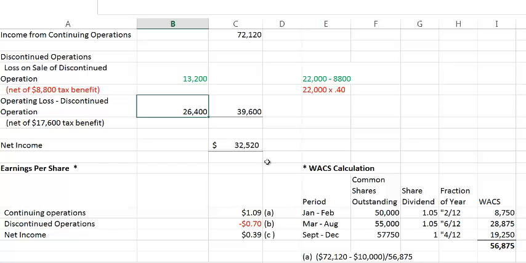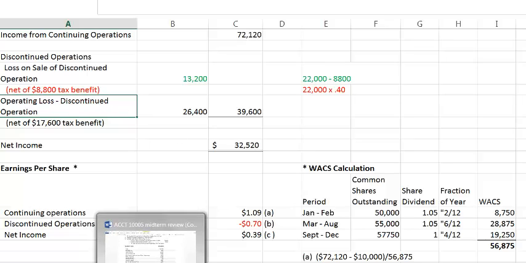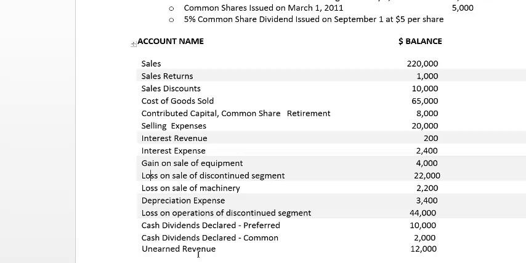I'm going to do the same thing here when I put in my discontinued operations amount for the operating loss. This one here is the amount of the loss I incurred while I was operating my business as it was up for sale. So I'm going to go back to my question, and I see that that piece was $44,000. So I had a $44,000 pre-tax loss, don't forget pre-tax, while I was operating my business while it was up for sale.